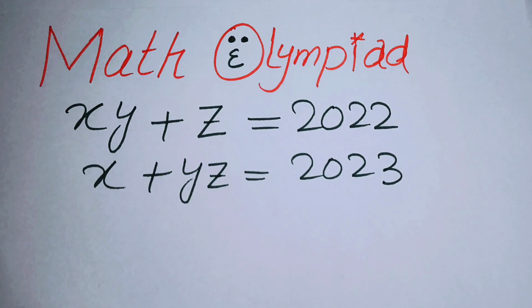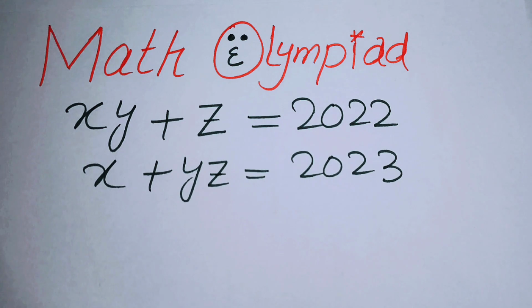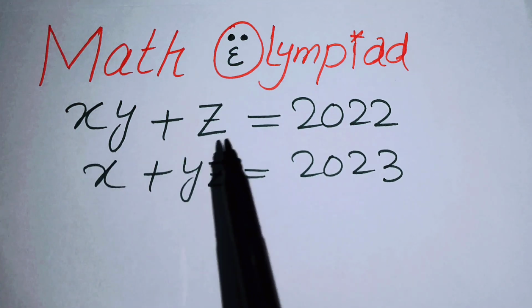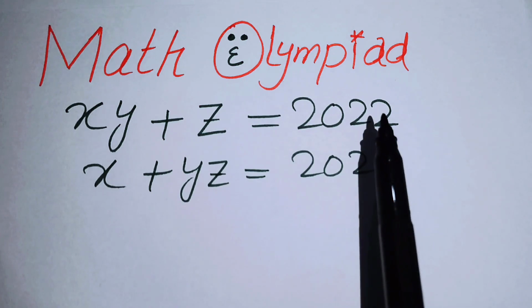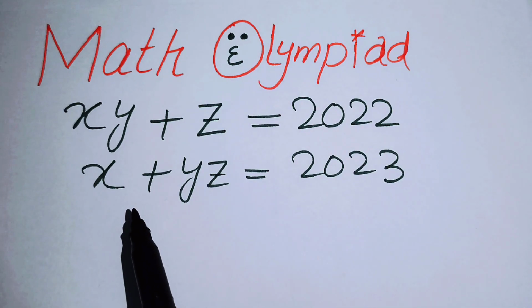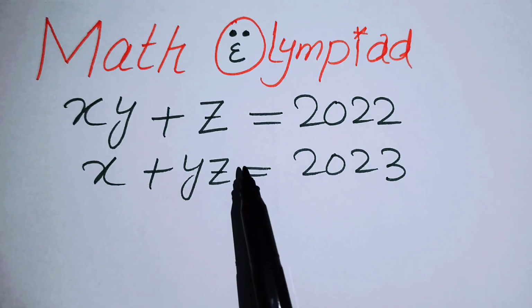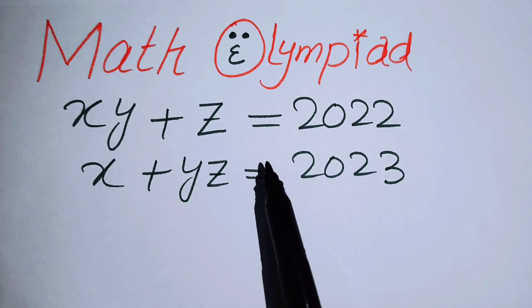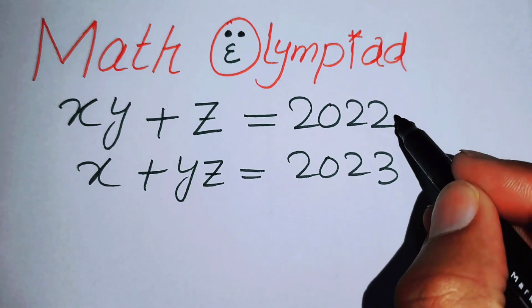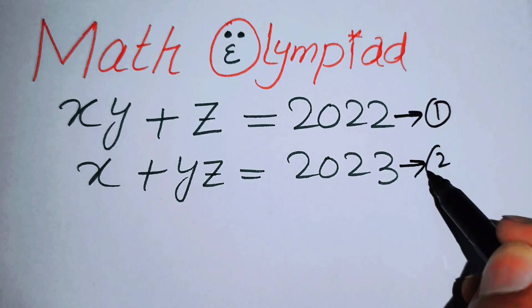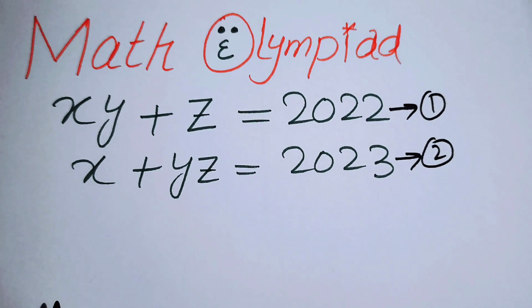In this video we are going to solve this nice algebra problem, and here we have x times (y plus z) is equal to 2022, and our second equation is (x plus y) times z is equal to 2023. So I can name this as equation number 1 and this as equation number 2.